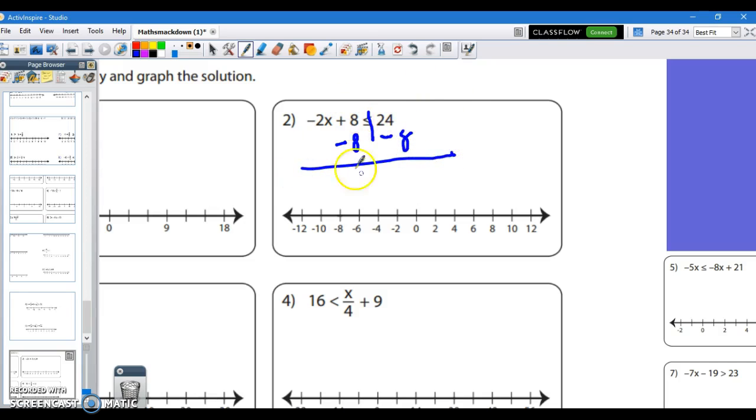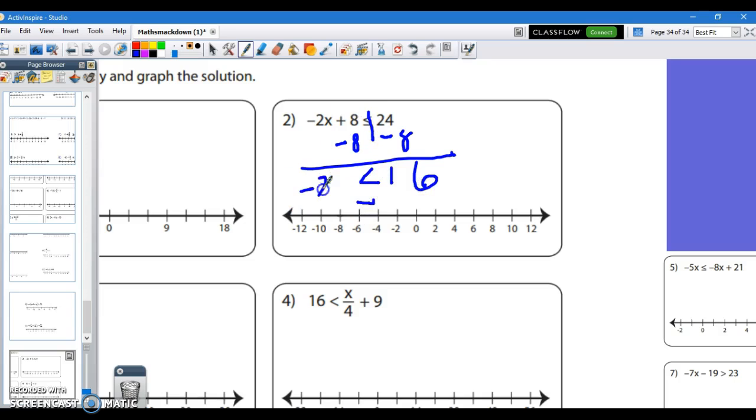Okay, so I have 24 minus 8. And then once we do the 24 minus 8, we take a look at dividing it by the negative 2. So the 24 minus my 8 gives us the 16. Oh, let me write it. That gives us the 16.